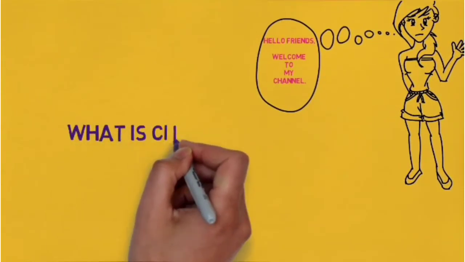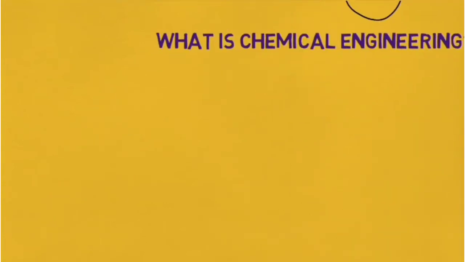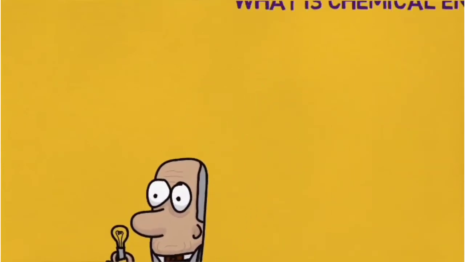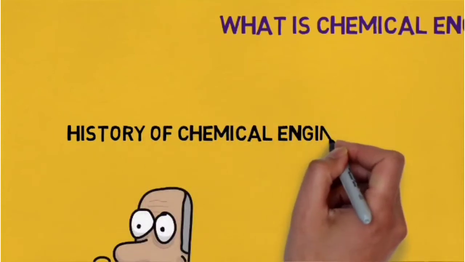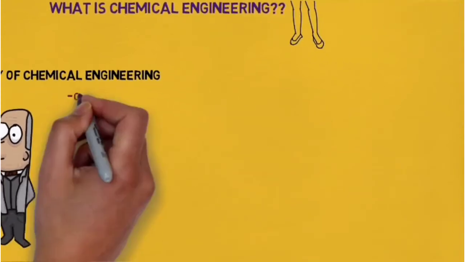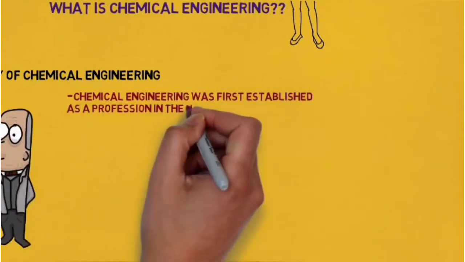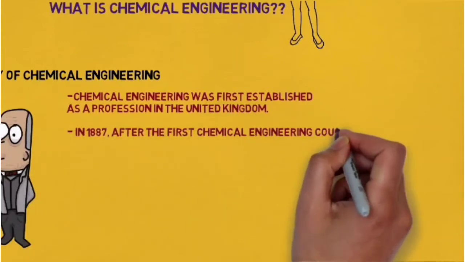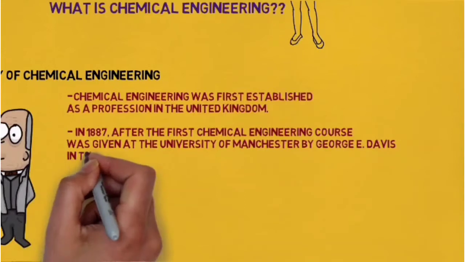Now I am going to discuss in this video what chemical engineering is. So let's begin with a very brief introduction of the history of chemical engineering. It was first established as a 12 lecture course comprising industrial practices and processes in 1887 at the University of Manchester, UK by George E. Davis. So it was first introduced in 1887 due to industrial processes.